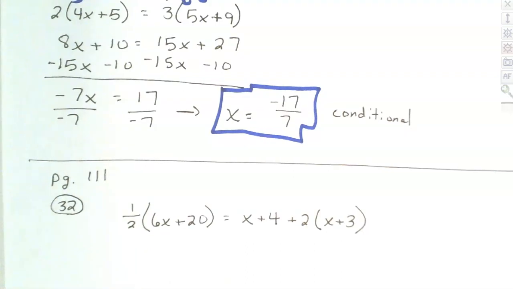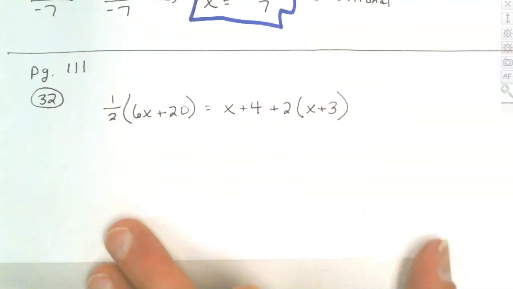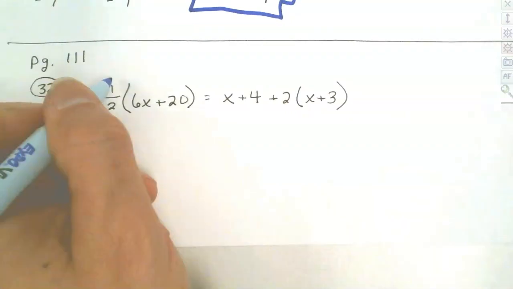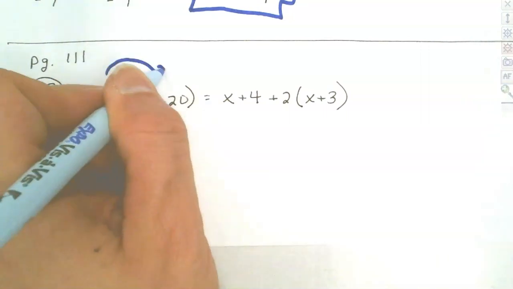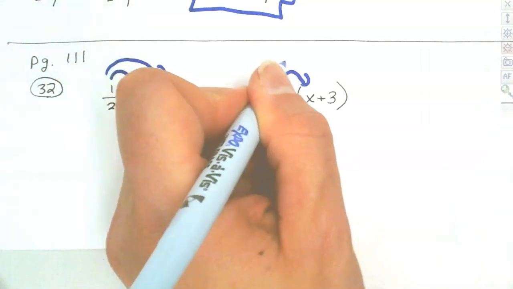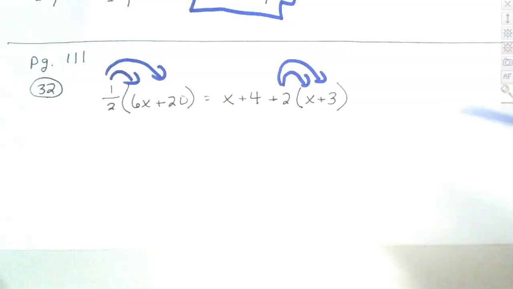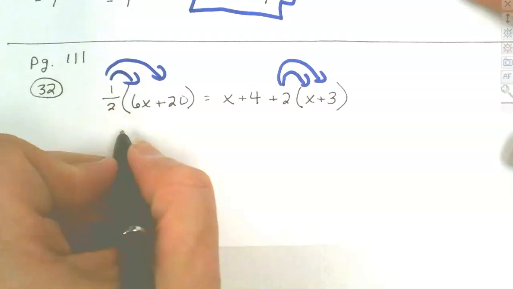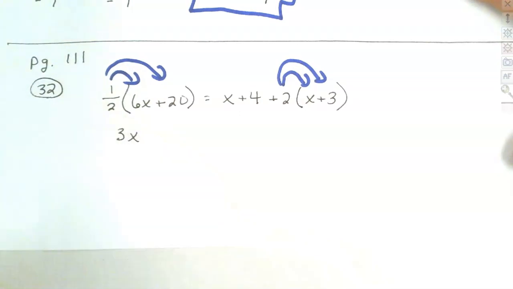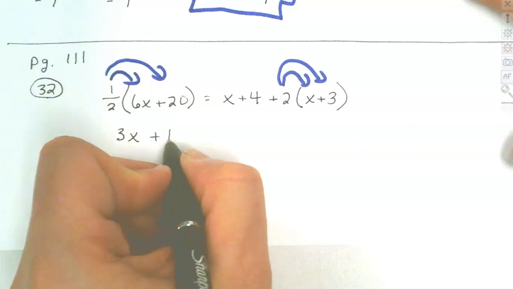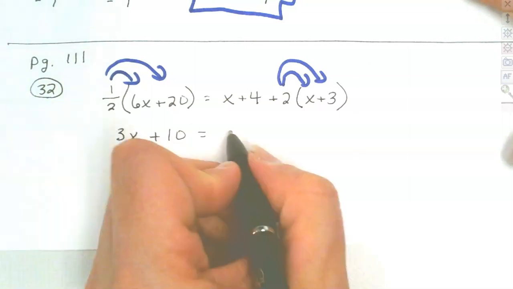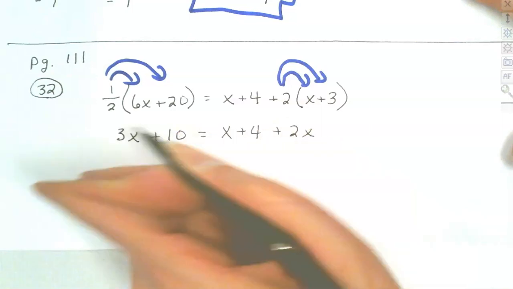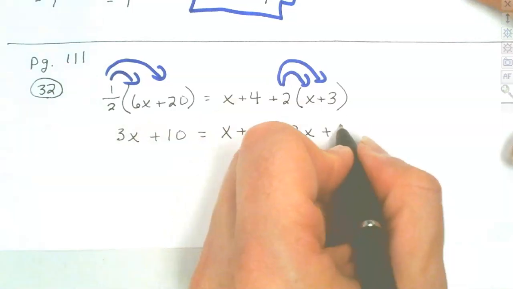Now, the good thing about this one is our fraction is going to disappear. So when we distribute that 1/2 through, it's going to go away. And that's going to be really nice. So we're going to distribute that 1/2 through, and we're also going to distribute the 2 through. And 1/2 of 6, that's easy. 1/2 of 6 is a 3, so that's a 3x. 1/2 of 20 is a 10. And then we've got x plus 4. Distribute the 2 through. That gives us then 2x, distributing through, plus 6.